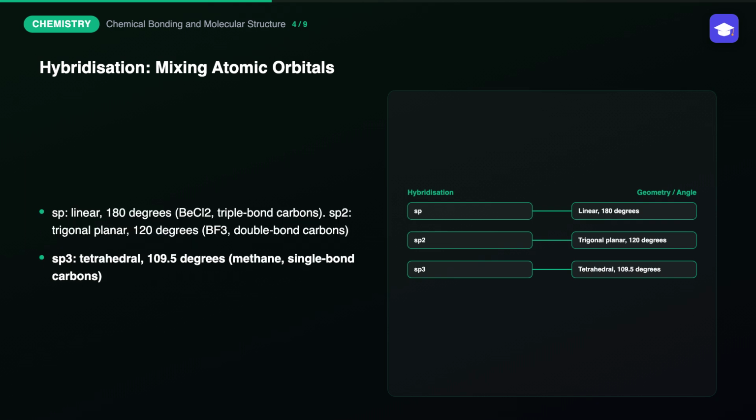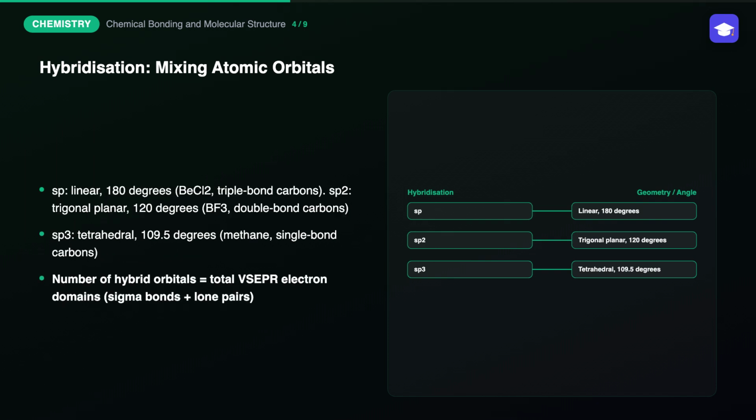sp2 hybridization mixes one s and 2 p orbitals, producing 3 hybrid orbitals arranged trigonally at 120 degrees, seen in boron trifluoride and in carbon atoms involved in double bonds. sp3 hybridization mixes 1 s and 3 p orbitals, producing 4 hybrid orbitals arranged tetrahedrally at 109.5 degrees, seen in methane and in every carbon atom involved in purely single bonds.